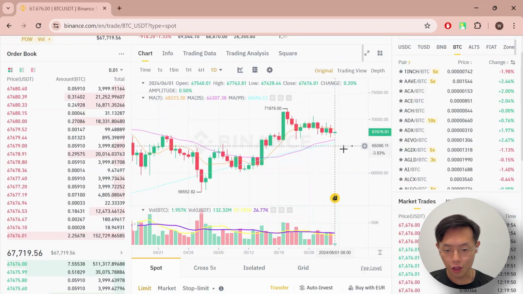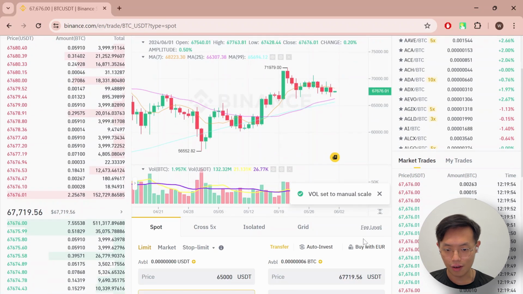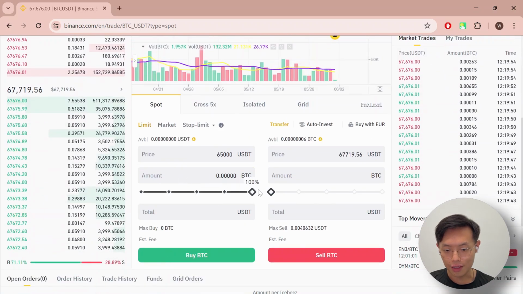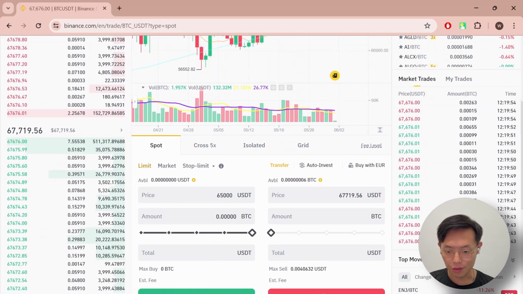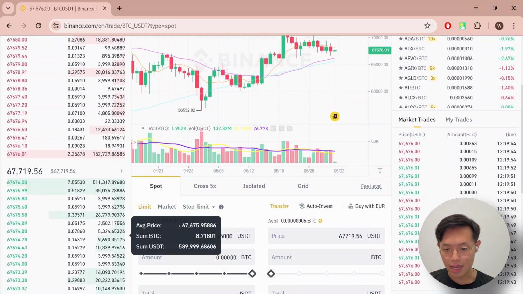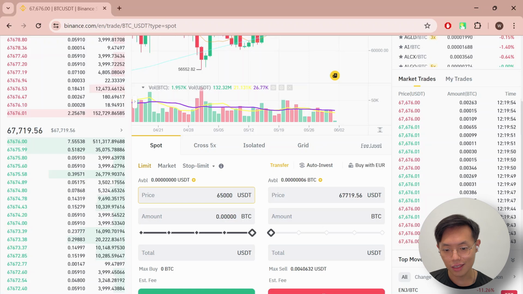And then how much do I want to buy, right? Right now I don't have any USDT. If you have it, then you can scroll all the way up to here, 100%. You want to buy, so you use everything in your USDT wallet to buy Bitcoin at 65,000. So this is how you place a limit buy.